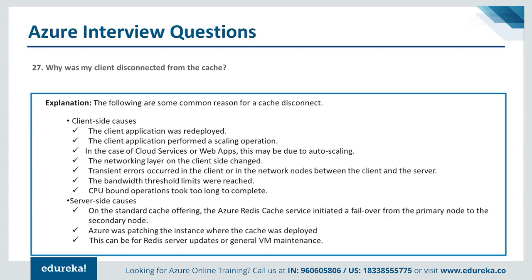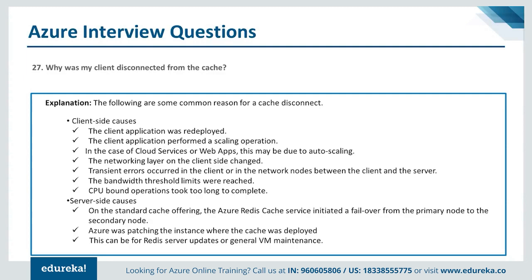The networking layer of the client side changed. Then you have transient errors occurred in the client or in the network node between the client and the server. The bandwidth threshold limits were reached. CPU bound operations took longer to complete, and then you have a few server side issues also. On the standard cache offering, the Azure Redis Cache service initiates a failover from the primary node to the secondary node.